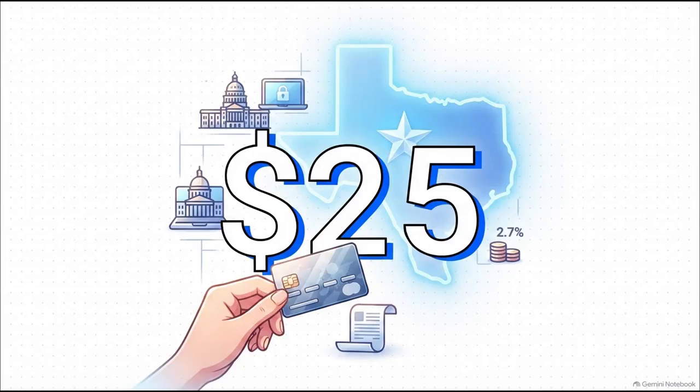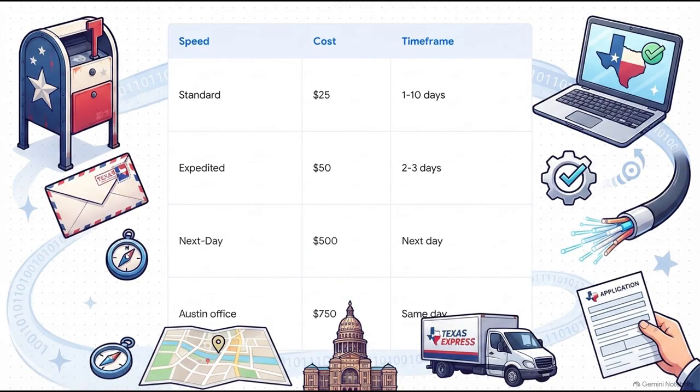And honestly, the best part? The cost. The state filing fee for Form 503 is just $25. If you file online through the SOS Direct portal using a credit card, there's a tiny statutory convenience fee of 2.7%, bringing your grand total to just under $26. For a mechanism that legally lets you expand your brand, it is literally one of the most cost-effective compliance investments you could possibly make. Now the big question, how fast do you need it? The state actually offers a few Texas Express options.